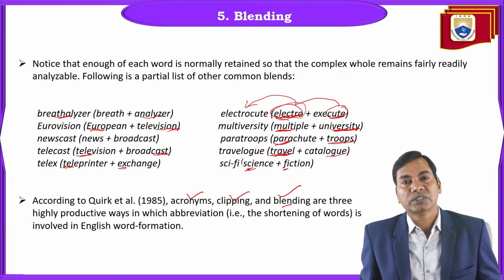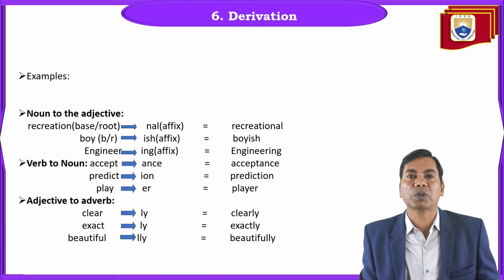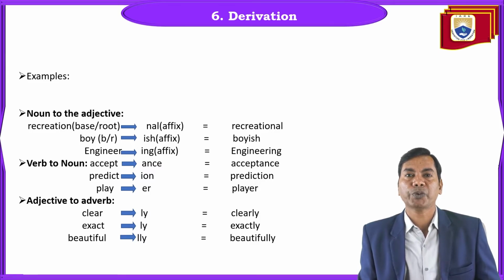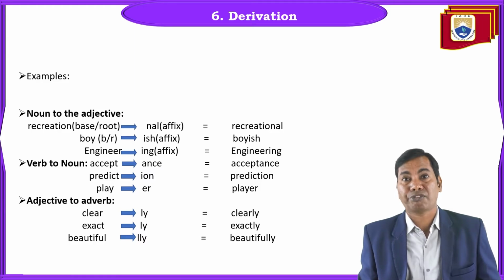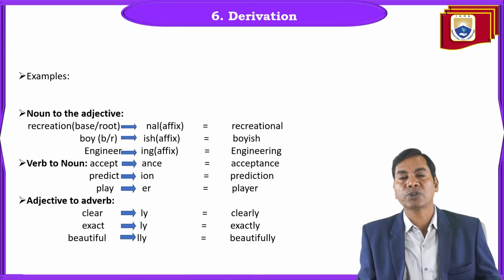Let's move on to the next type of word formation process, which is derivation. So what is derivation? If you observe the word carefully, you will get the meaning: deriving new words from existing ones. So a word will be there already, and we derive new words from the word which is already there. But how do we get new words from the word which is already there?